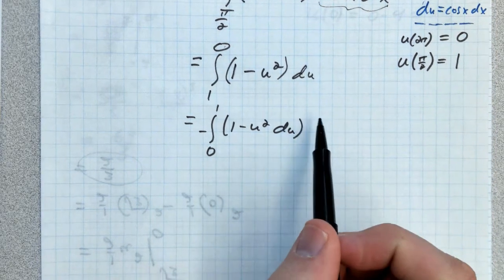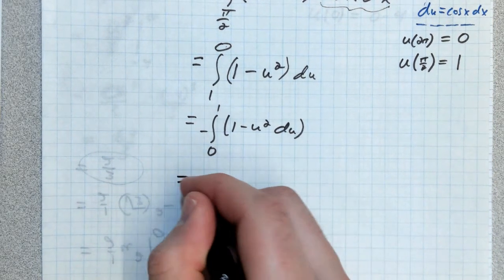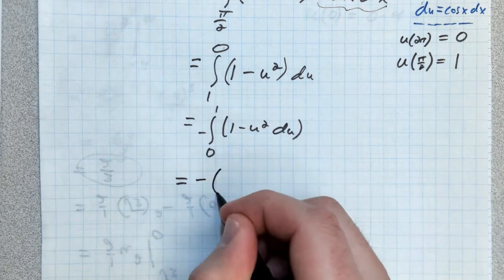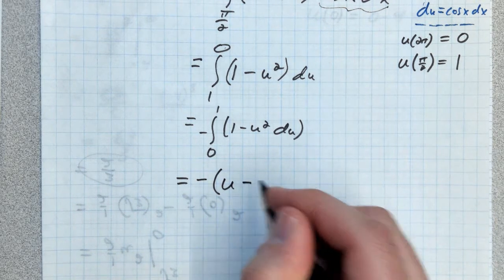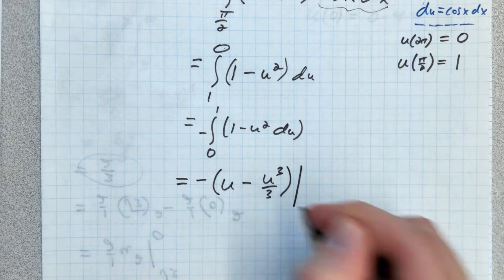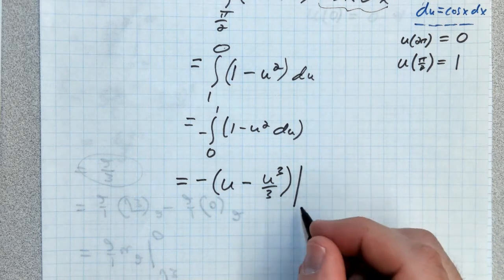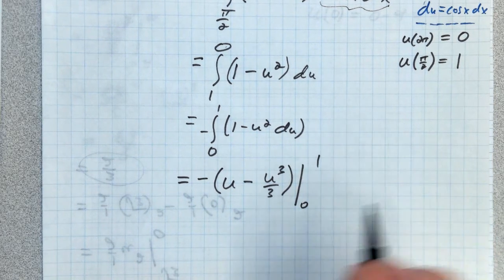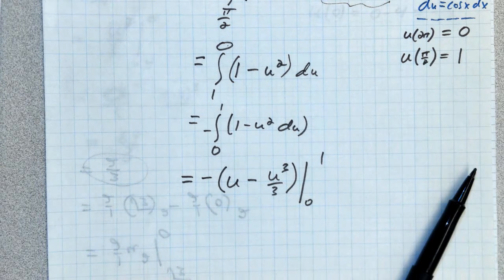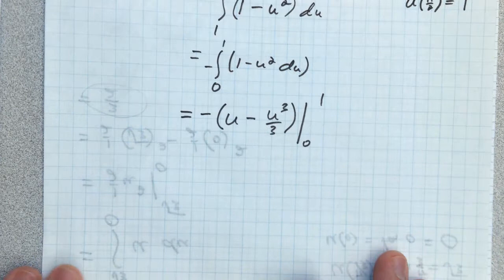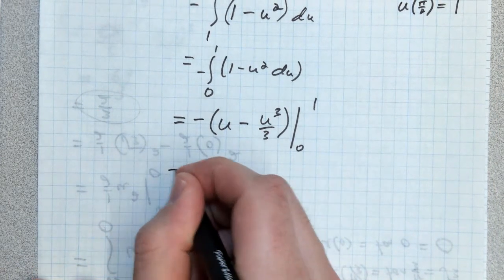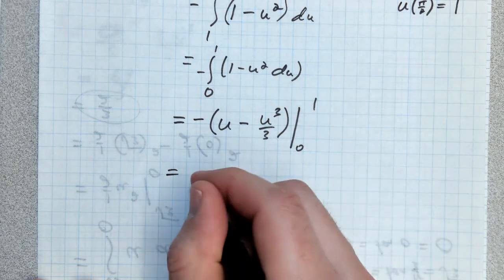And now we can antiderive and evaluate. So I'll just leave this negative out in front of everything. So I've got negative u minus u cubed over 3, and that's going to be evaluated from 0 to 1. When you do the math, I don't think I need to fill in all of the work, but you end up with negative 2/3.